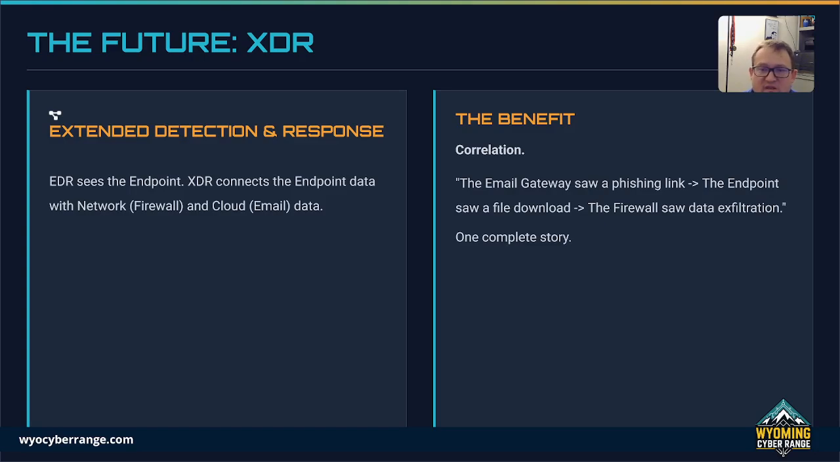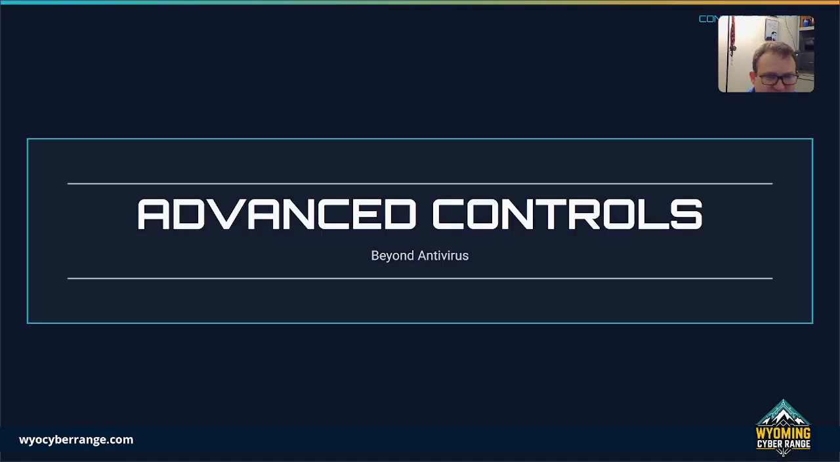The email gateway saw a phishing link, then the endpoint saw a file download, and then the firewall saw data exfiltration. It helps us connect the dots. So, detection is great, but prevention is better. If we can prevent it, let's talk about some of those controls that we can use that goes beyond what we like to call antivirus.